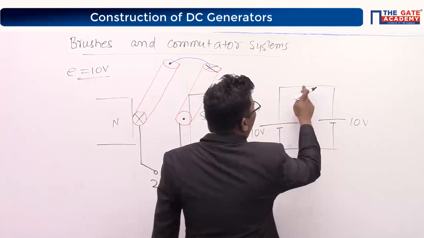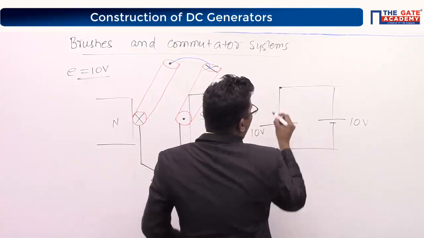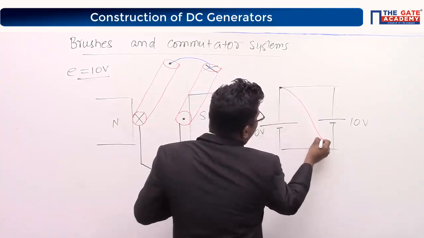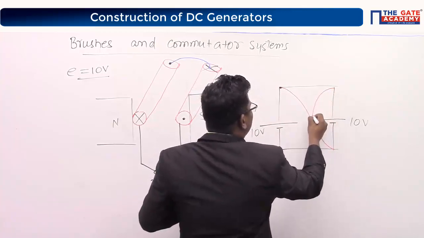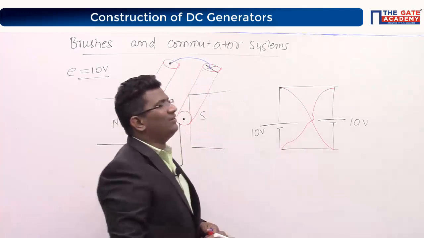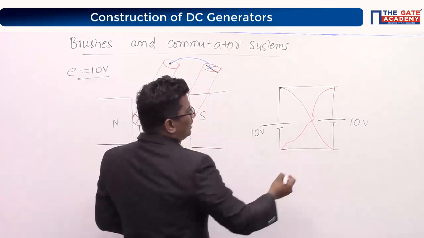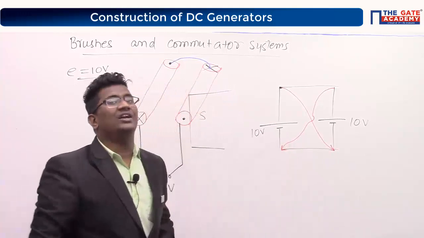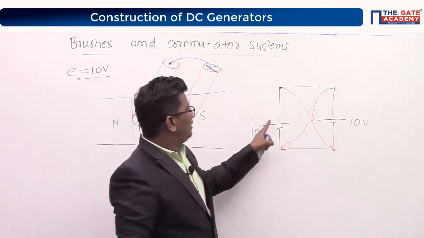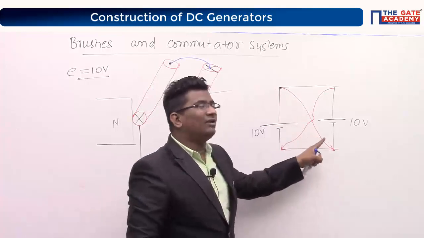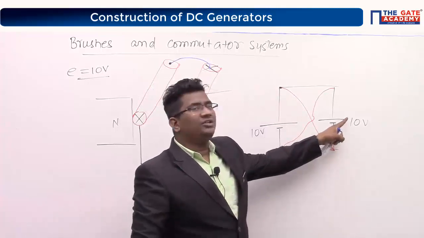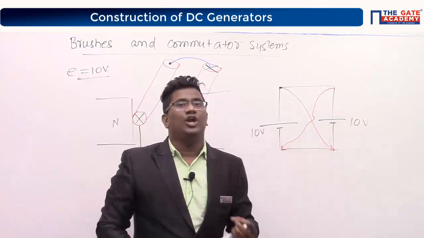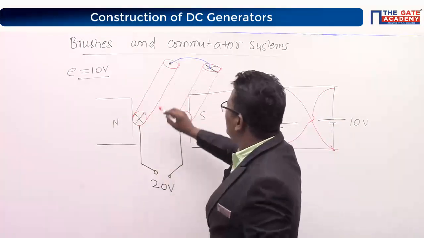Then if I interchange, I am indicating with a different color, if I connect this one to here, what is the resultant voltage now? The positive terminal is connected to the negative of the second battery, and the positive of the second battery is connected to the negative of the first battery. Therefore the resultant voltage is 20 volts.